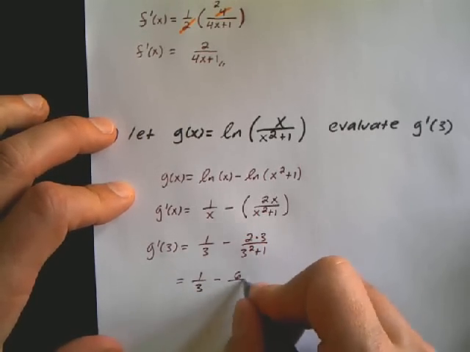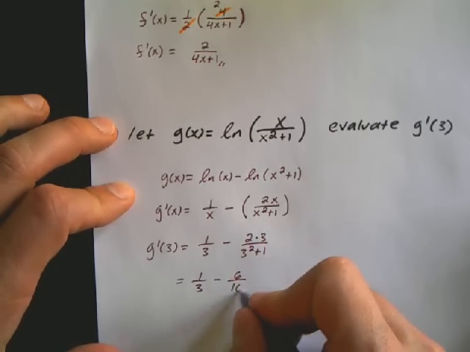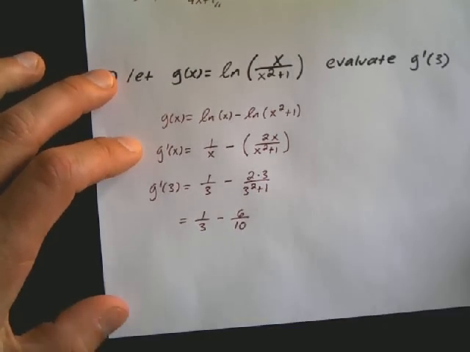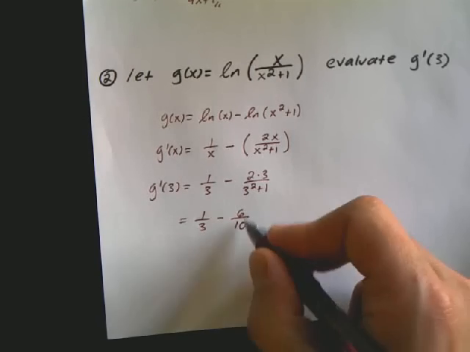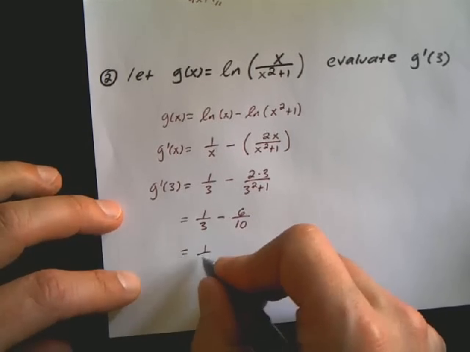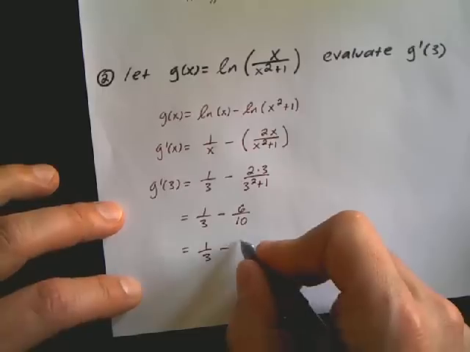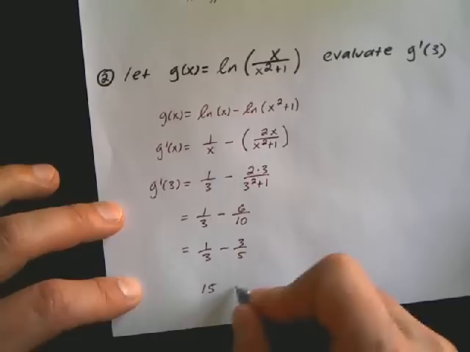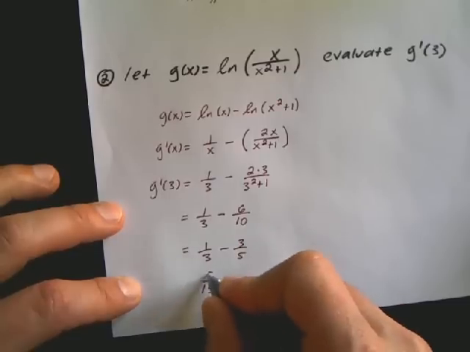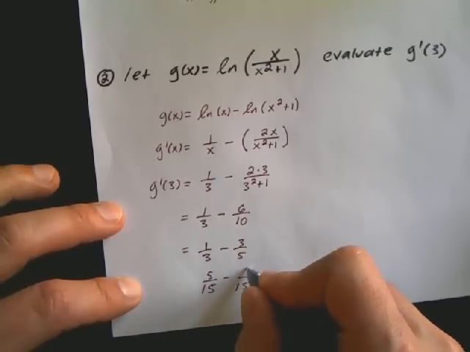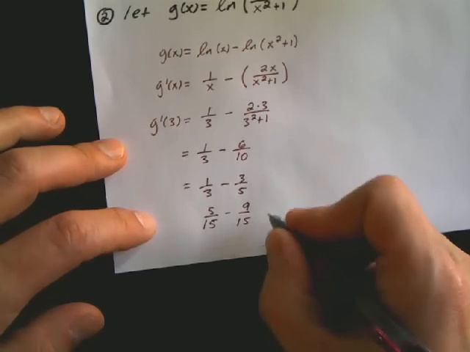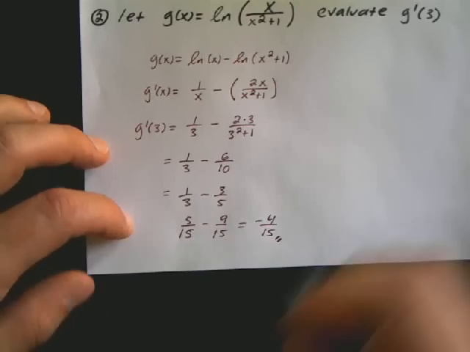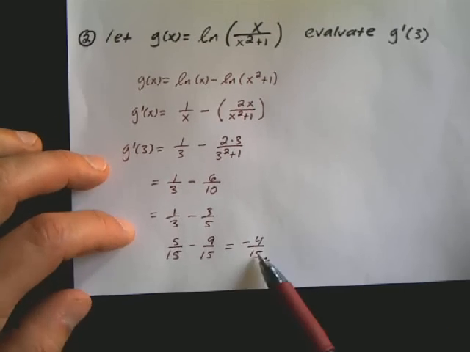1/3 minus 6 over 10. Finding a common denominator, or I can reduce this 6 over 10, reduce this to 1/3 minus 3 over 5, common denominator being 15. This becomes 5, this becomes 9, and my answer is going to be negative 4 over 15. So g prime of 3 is equal to negative 4 over 15.